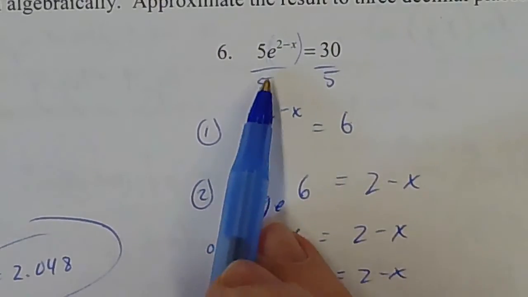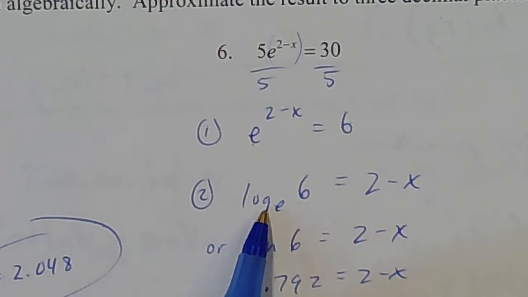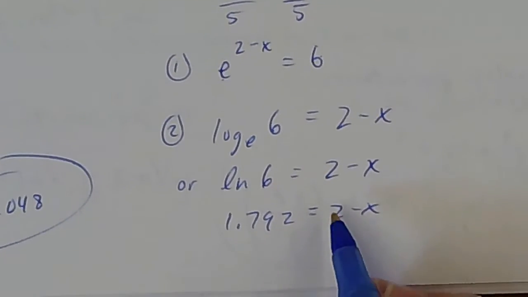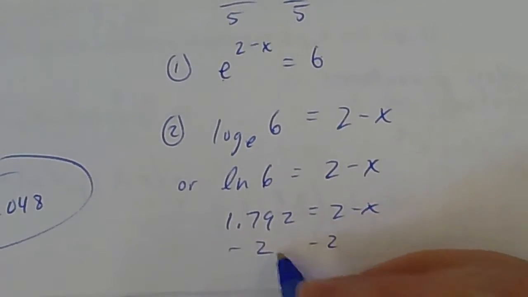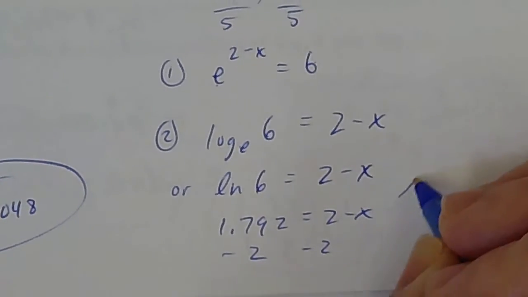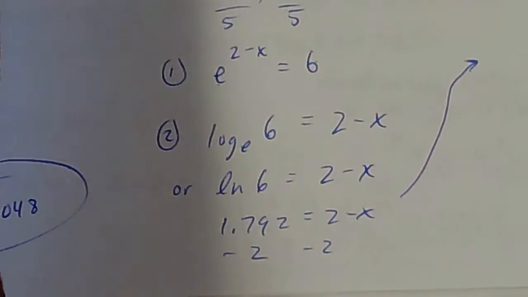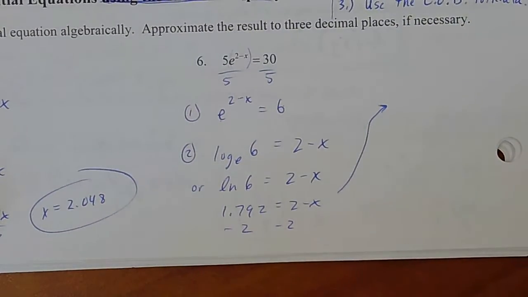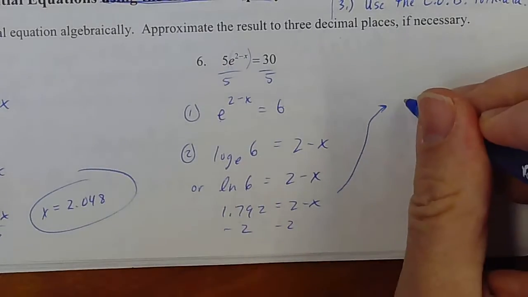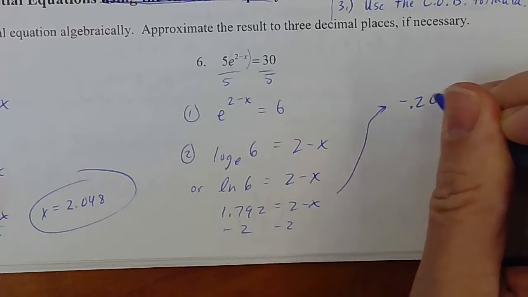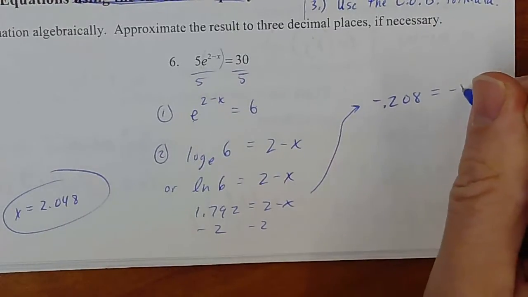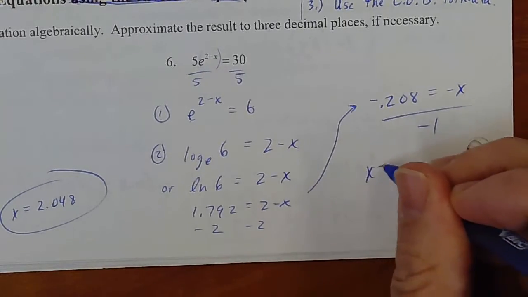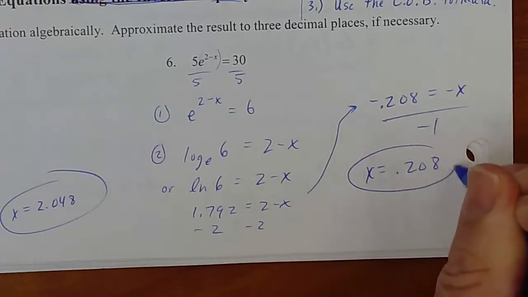Okay, so isolated, convert to log, step 2. And then step 3, I guess we could avoid the change of base formula since we already had the button in there. All right, so I'm going to move the 2 over. So minus 2, so that gives me negative 0.208 equals negative x, and then divide by negative 1. So we get x equals 0.208 for the answer.